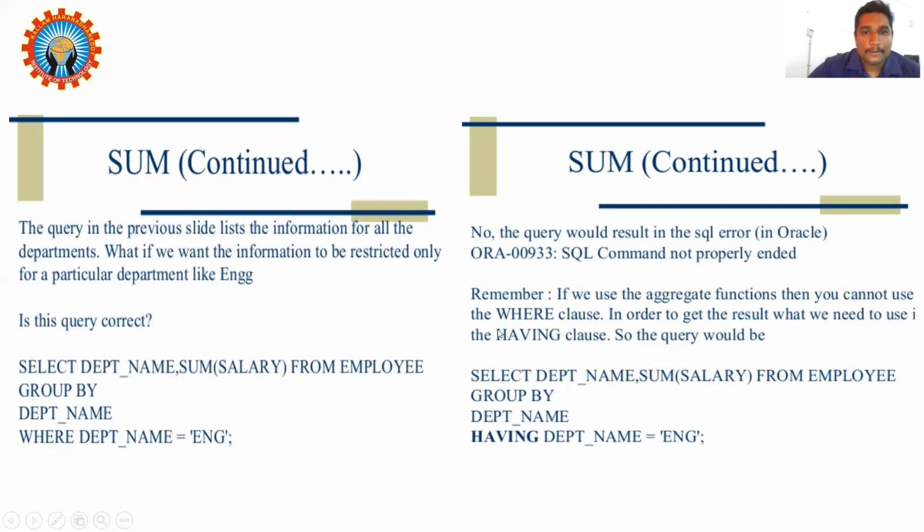If you use the aggregate functions, then you cannot use the where clause. This is an important note. When you want to retrieve based upon a condition in normal queries, we use the where condition. But if you are using aggregate functions, then instead of where you give the condition called having, so that you can retrieve the data efficiently.